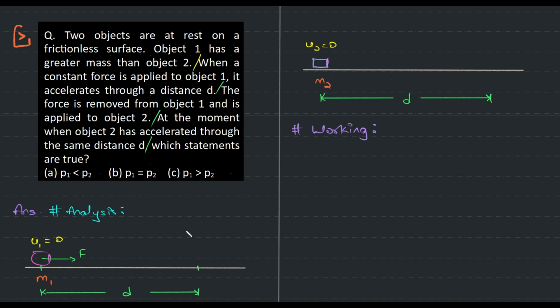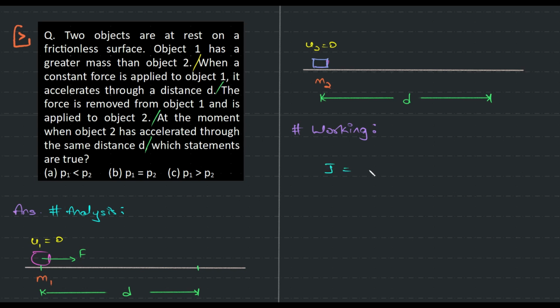So you can pause and take numbers, put values for all of this. Take force as 10 Newton, this can be 2 kg, this can be 1 kg. The distance over here can be say 1 meter, and check things. Figure out final velocity and so on and so forth. Or we can do this method.